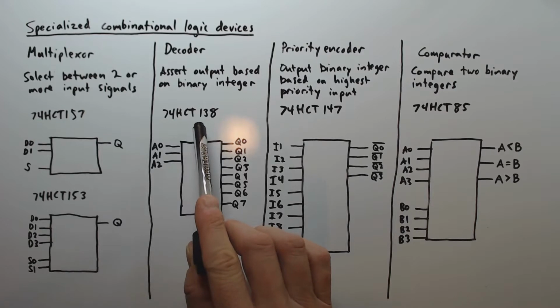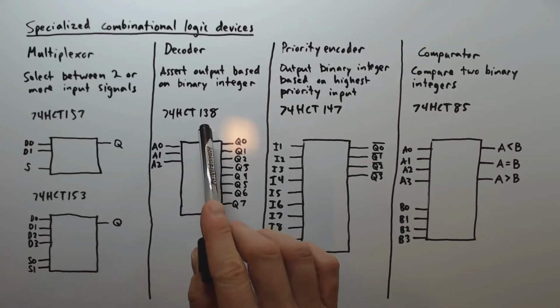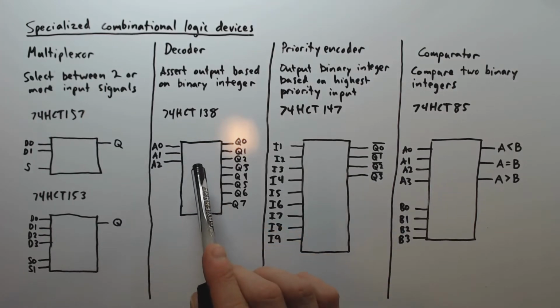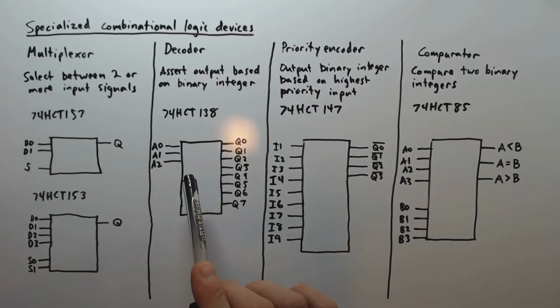The 74HCT138 3-to-8 decoder, this is an extremely useful device, and we will be using this, as you will see in a later episode, for address decoding.